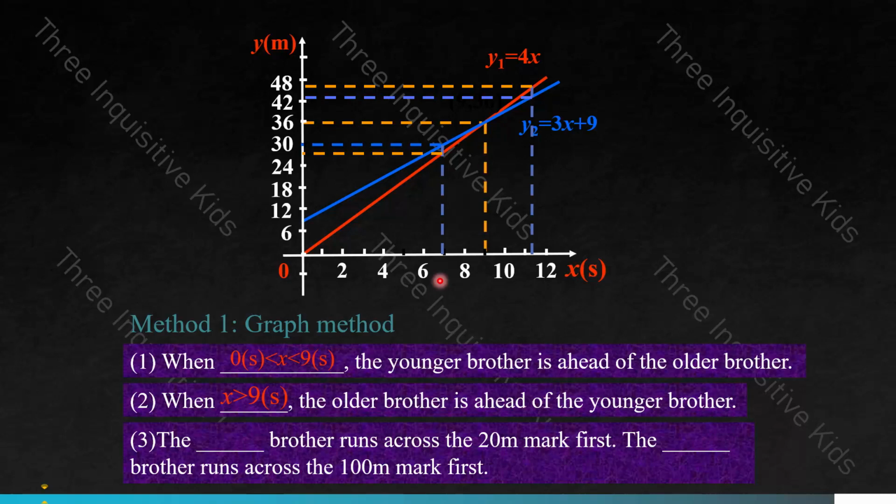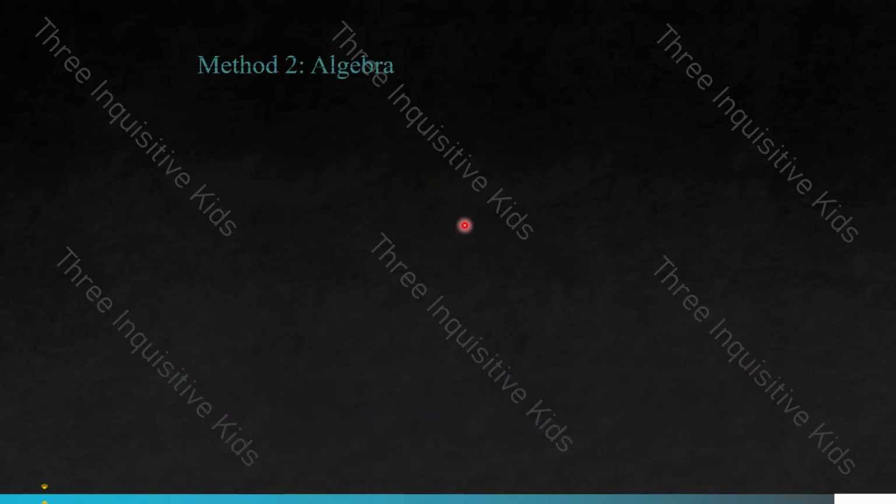Again, we can look at this graph. The first one is asking for the 20-meter mark. The 20-meter mark would be between 18 and 24. And this is approximately where it's talking about. And we see that at the 20-meter mark, the blue line y coordinate is still bigger than the y coordinate of the red line. So the younger brother was ahead at that moment. But afterwards, the older brother catches up, and the older brother runs across the 100-meter mark first. So that was our graph method.